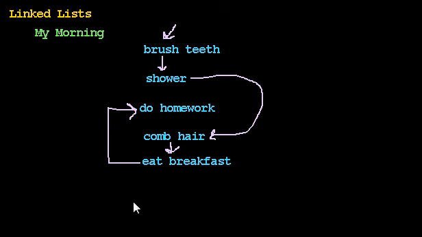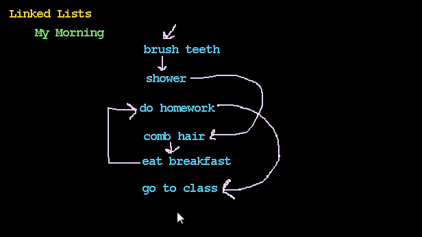Alright, what else do we have? Oh, I go to class. And I actually do indeed go to class after I do my homework. But I guess these arrows are going to cross. No big deal. I do my homework and then I go to class. What else do I do? Let me add a couple more things to this.